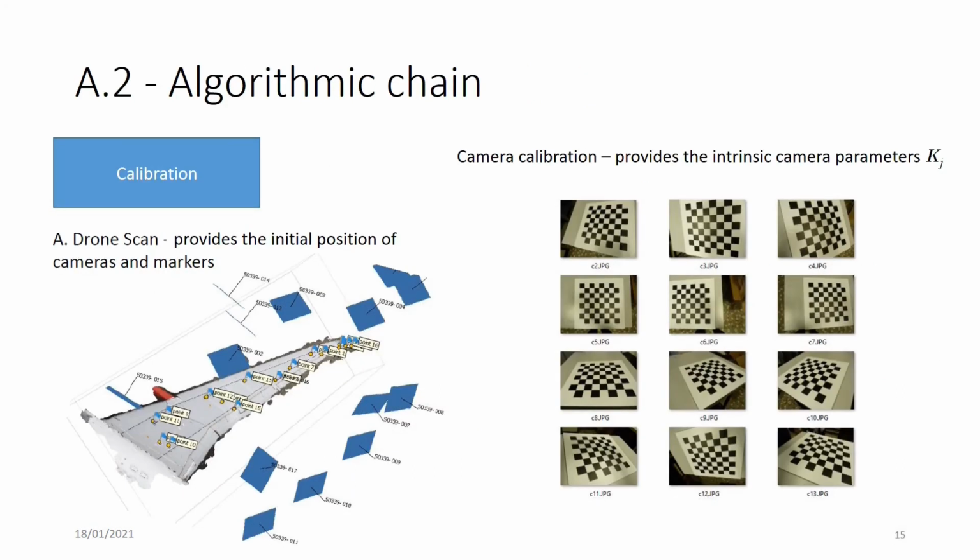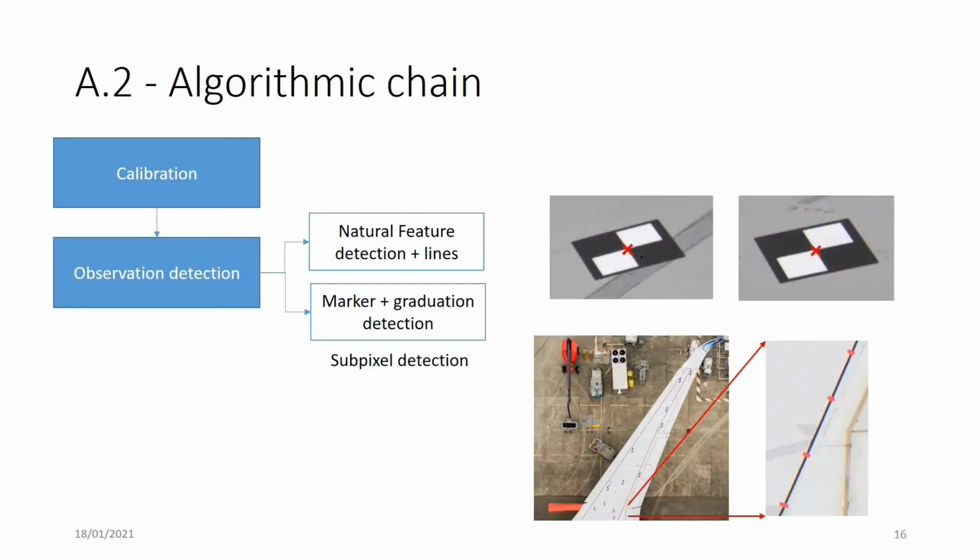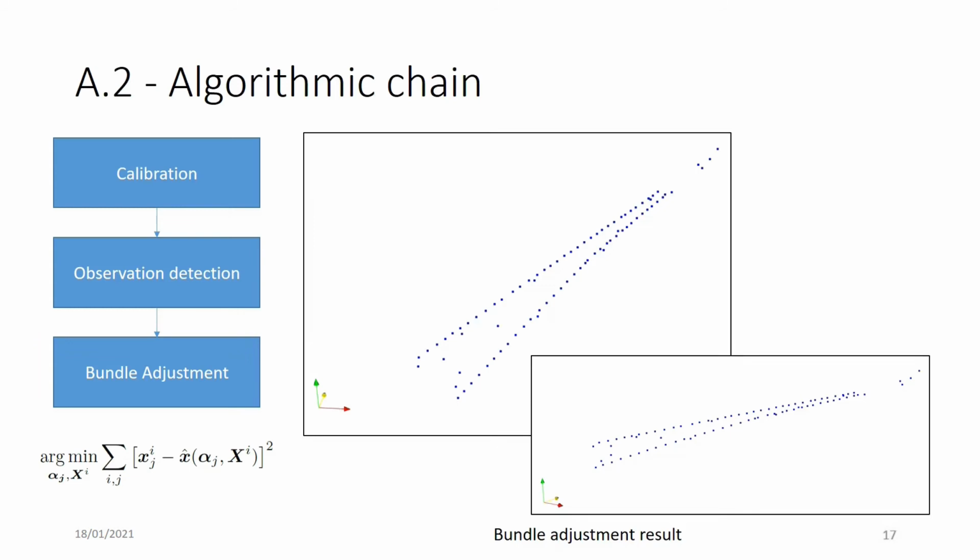Now to apply the method to the case of the wing, since the optimization is non-convex, we will initialize the camera and 3D positions of the points using a drone scan of the wing. At the same time, we will calibrate the cameras using pictures of a chessboard. Then to obtain the set of observations xij, we can use natural features of the aircraft plus line detections or markers plus graduation detection, allowing a subpixel detection. And when we apply the bundle adjustment, this is the kind of result we can get from the graduations and markers.